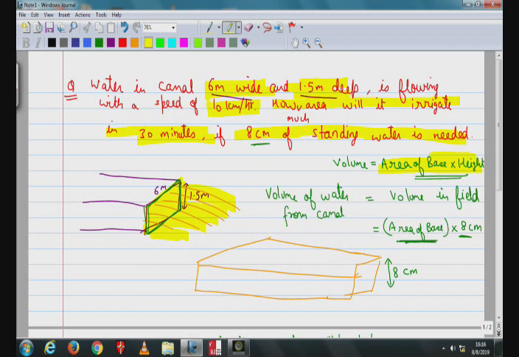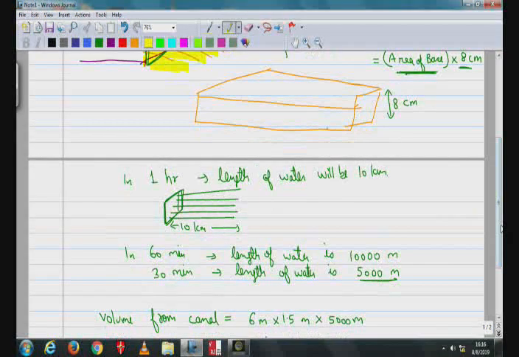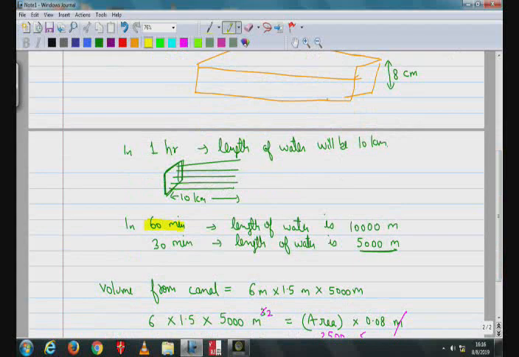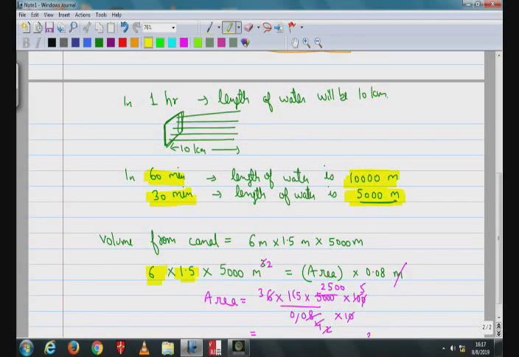Now the speed of water coming from the canal is 10 km per hour, or you can say in 1 hour the length is 10 km. So in 30 minutes how much water will be there? 1 hour is 60 minutes, so in 60 minutes the length of the water is 10,000 meter. In 30 minutes it will be 5,000 meter. So the length of the water coming out of the canal in 30 minutes is 5,000 meter. The volume of the canal is length into breadth into height.